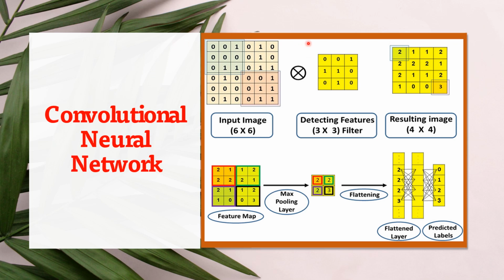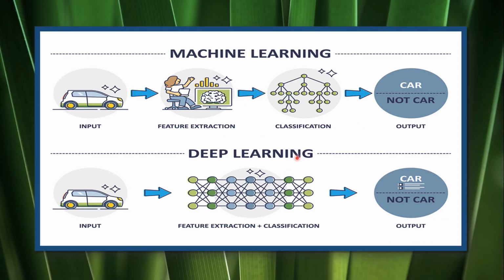So to summarize this, we can say that convolutional neural networks are a powerful tool for image and video recognition tasks in business applications, and they are particularly useful for tasks such as product categorization, quality control, and security monitoring. Now next comes deep learning.